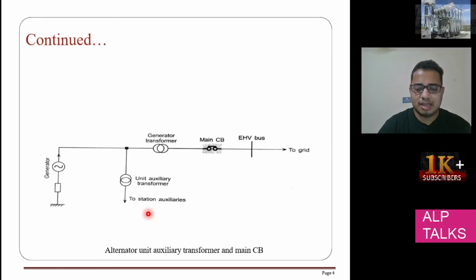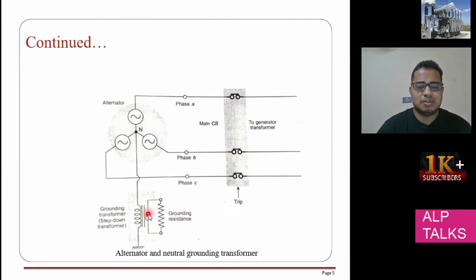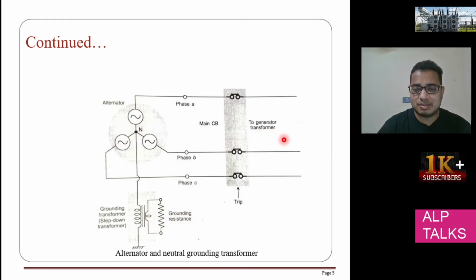So here let's go to a little bit more detail. This is the generator circuit, how the generator electrical circuit looks. We will say alternator. Here you can see it is a 3-phase system, phase A, phase B, phase C, everything is there. Here the main circuit breaker is there, which we are going to connect to the generator transformer. If you want to trip this generator alternator, then we are going to give a trip command to this circuit breaker. So how are we going to give the trip command?